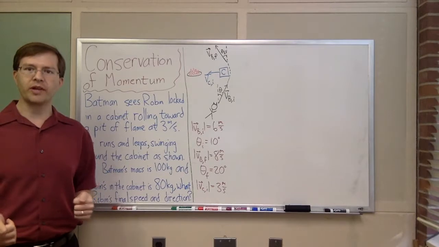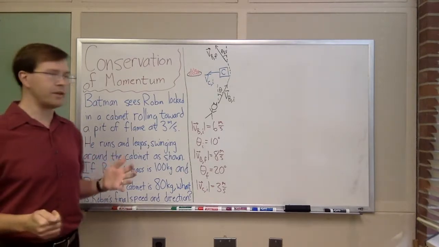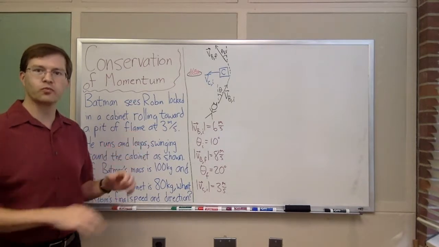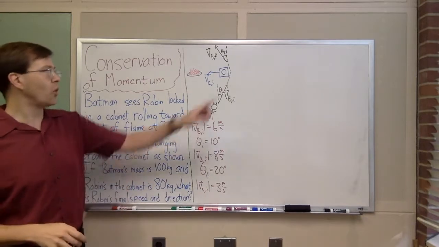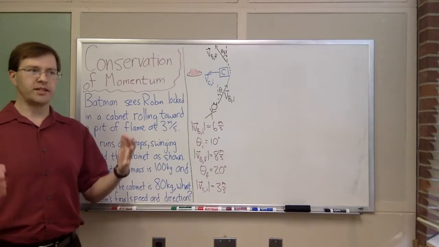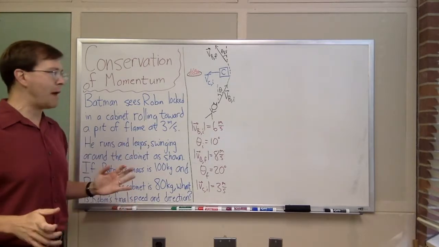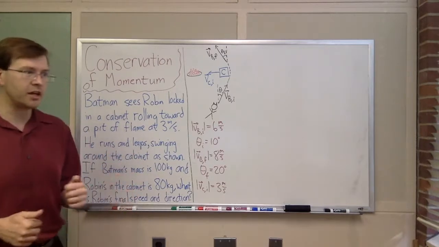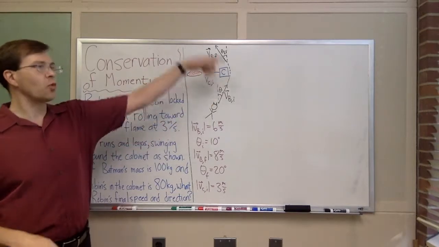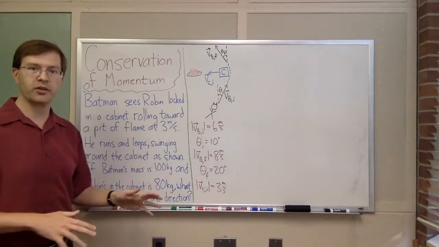So here's the problem I want to look at for this example. Batman sees his partner Robin has been locked into a cabinet that's rolling on frictionless wheels, and the cabinet is rolling toward a pit of fire. Robin has been locked here by the Joker or something and is plunging towards certain death. Batman leaps into action, quite literally. He takes a running leap, hurls himself toward the cabinet, swings around it, and jets off in a different direction before eventually landing back on the ground.